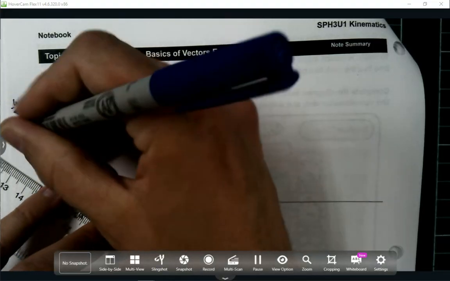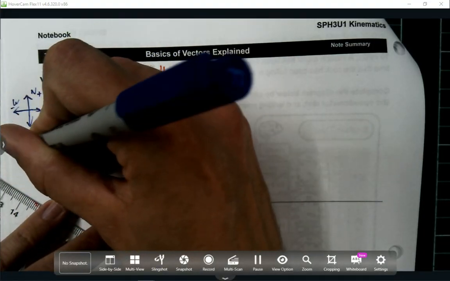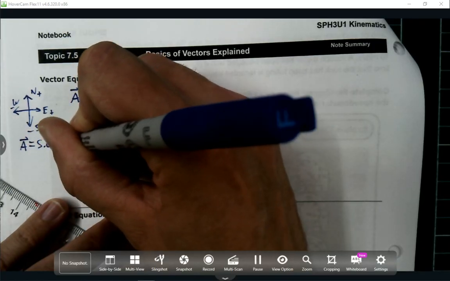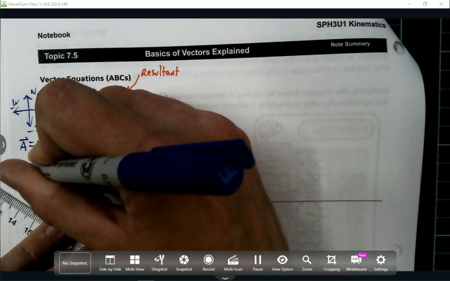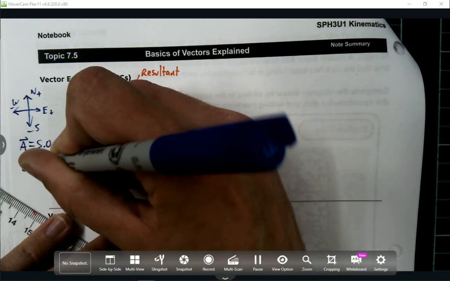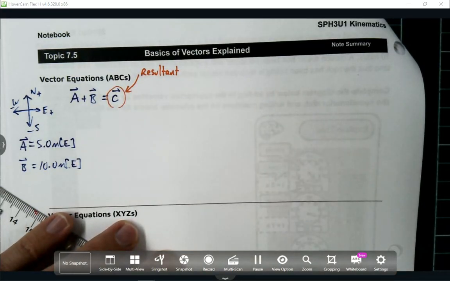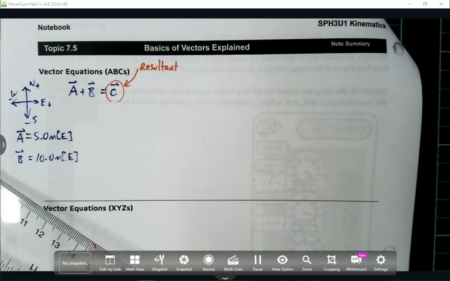And we could say that we have vector A as a given. We'll say it's 5.0 meters to the east. Vector B is another given, 10.0 meters also to the east. Now we've defined east as being positive, and so graphically we can just draw this.